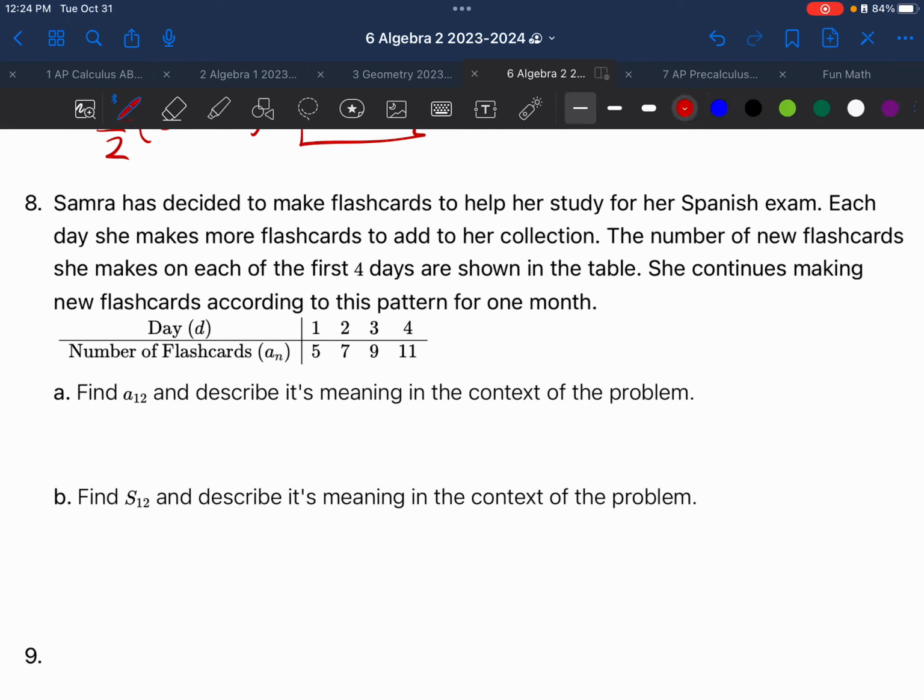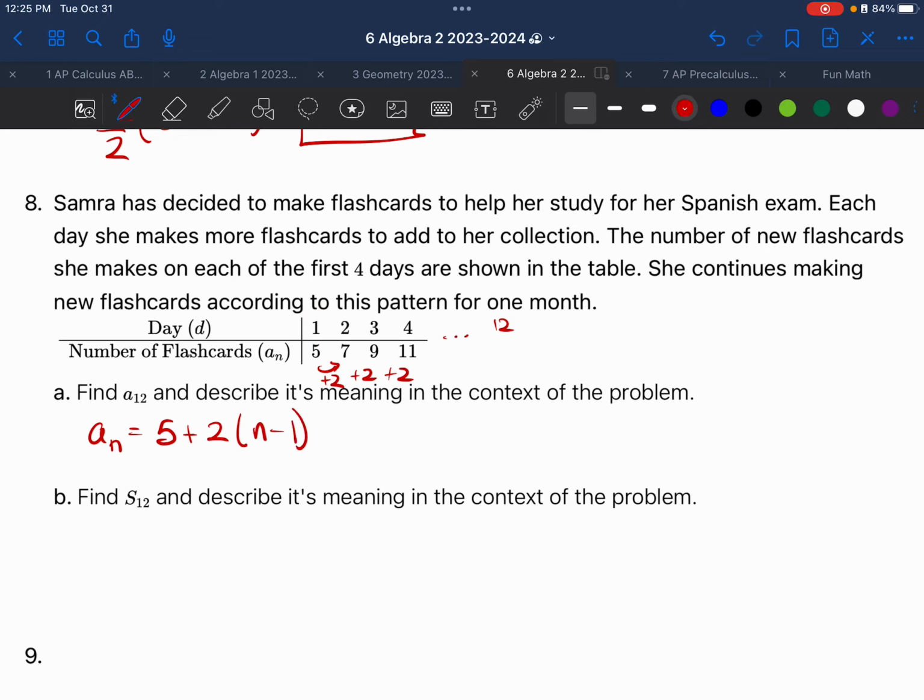We need to find a pattern. We want to jump all the way to the 12th number and find that missing number of new flashcards. So I'm going to do a sub n instead of a sub 12. I'm just going to randomly choose the first term, 5, plus, okay, what is the common difference? Each time we're going up by plus 2, plus 2, plus 2. We're constantly doing plus 2, so the common difference is plus 2. And then we're going to do n minus, okay, which term did I choose? Did I choose the first, second, third? I chose the first, so I'm going to choose a 1 here.